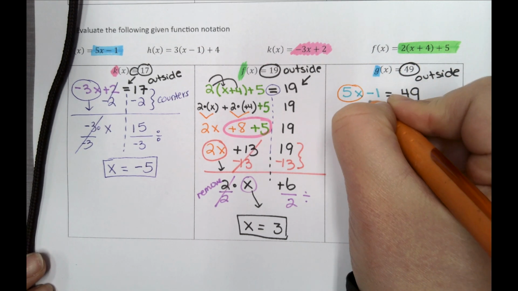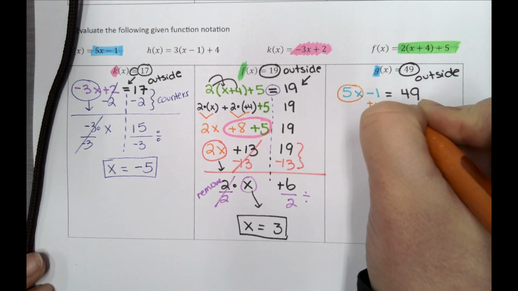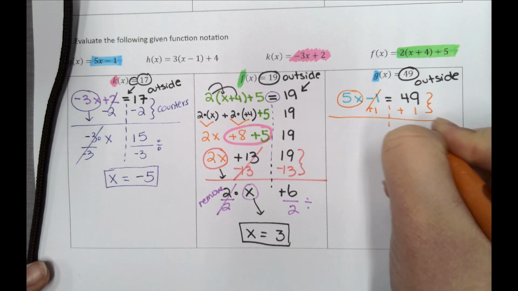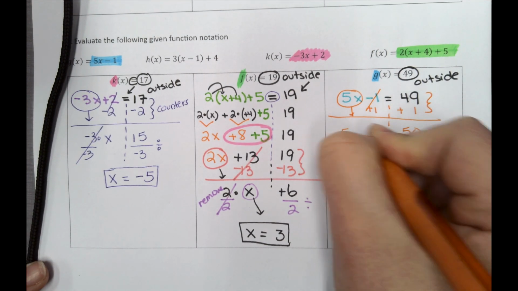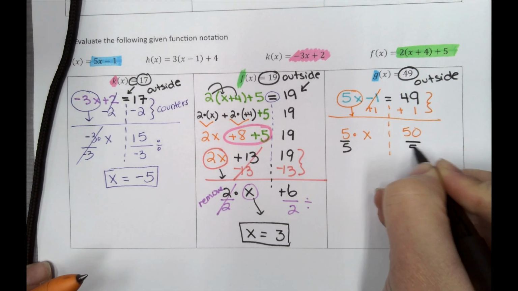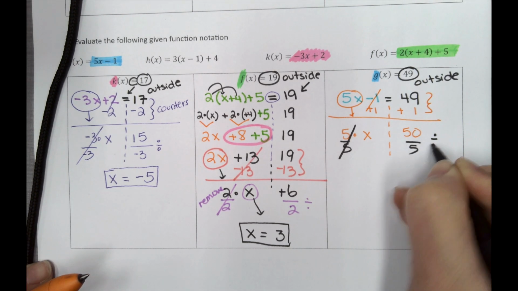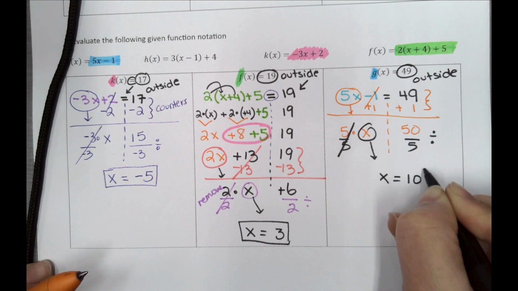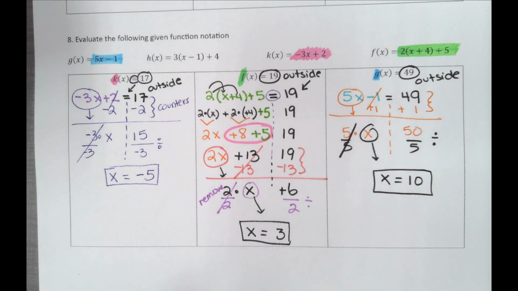Go in a circle, add 1 to both sides, giving us a dotted line. 49 plus 1 is 50. Bring down the 5 times x. Divide by 5, divide by 5. Remove, divide, bring down. X is equal to 10. Positive 10 because it's both positives.